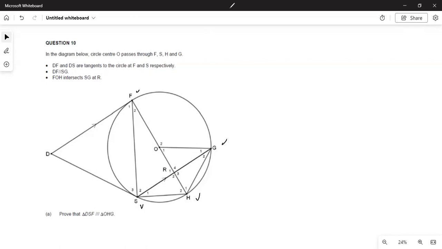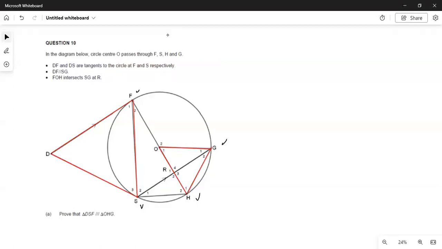So let's take a look at the triangles that they are talking about. They are talking about DFS and triangle OHG. Well, we'll start with the triangle DFS.